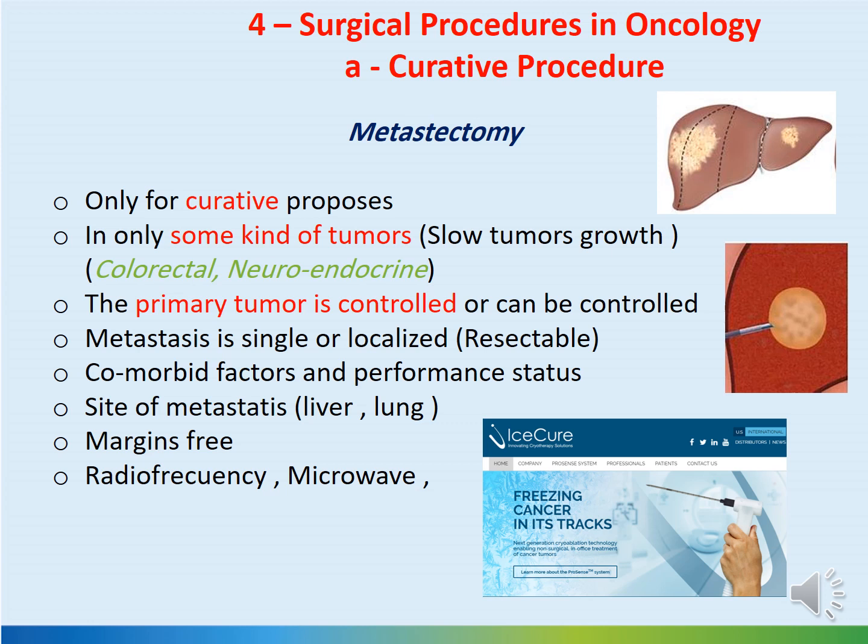We have something, as mentioned before, metastectomy. Metastectomy sometimes could be a curative procedure. We mentioned before that when we want to go for a curative procedure, when we want to remove the primary tumor, the first thing we have to make sure is that the lesion which we remove is non-metastatic. But we have some exceptions like colorectal cancer and neuroendocrine cancer.